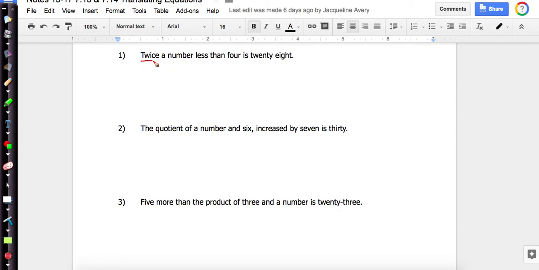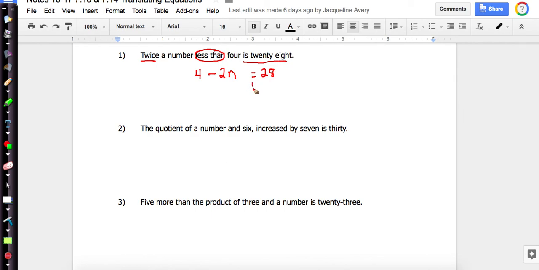So twice a number less than 4 is 28. So I'm going to write the equals part first. Equals 28. Now, twice a number less than 4. So 2n minus 4, but because it's switched around, I'm going to do 4 minus 2n equals 28.